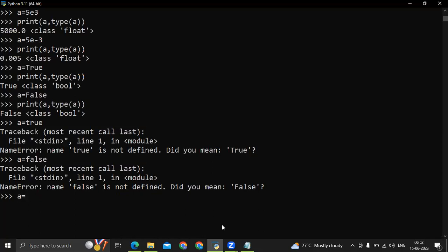Now, if I talk about A is equal to true, B is equal to false. Now I'm writing print A plus B. Internally, the value of true is 1 and the value of B is false, 0. So we'll get 1. Is this clear, students?